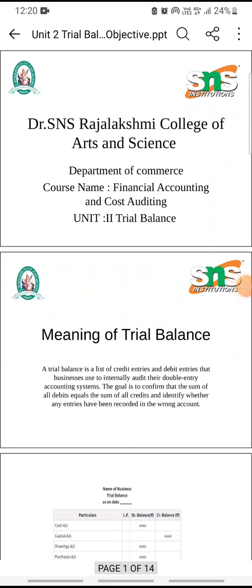Now we are going to see Financial Accounting and Cost Auditing, your subject name. In that Unit 2, we are going to see the trial balance. First, we will see the meaning of trial balance.